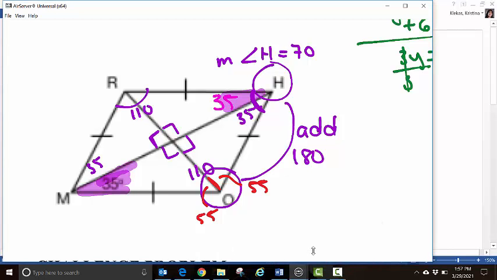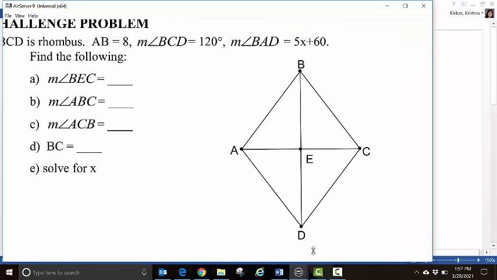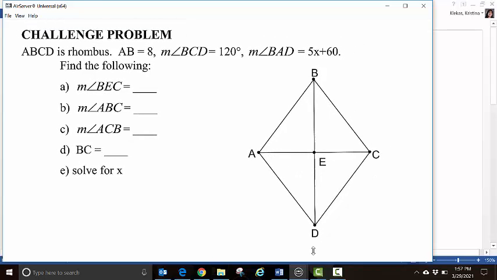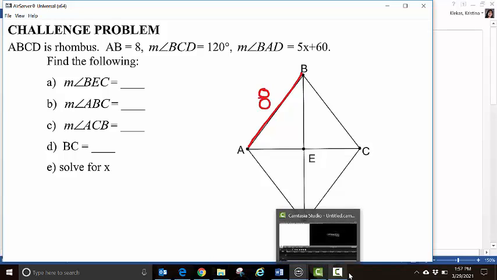All right, the next one, the last one, this is a challenge problem. And I think that it would be good if we took 3 minutes or so and tried to do this with a neighbor. See if you could fill it out. Okay, A to B is 8. Start filling it out and see how many you can answer. Go.